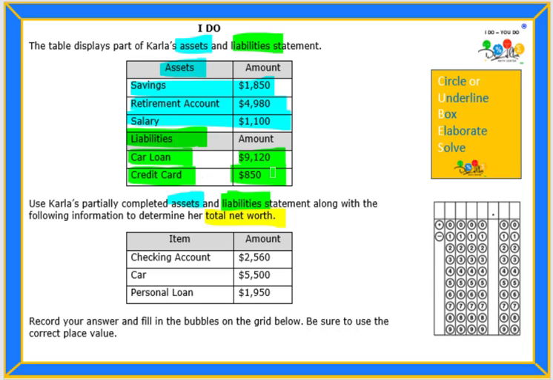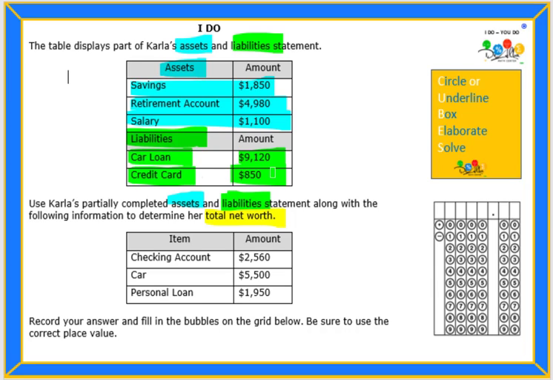Now in the second part of the information they give us, they have given us 3 items, but they have not told us if they are assets or liabilities. This is where it's very important that we learn the vocabulary and what each one means. So here we have to decide which of these are assets and which are liabilities. Remember, an asset is something that you own, something that is yours, that has monetary value. Let's look at these.